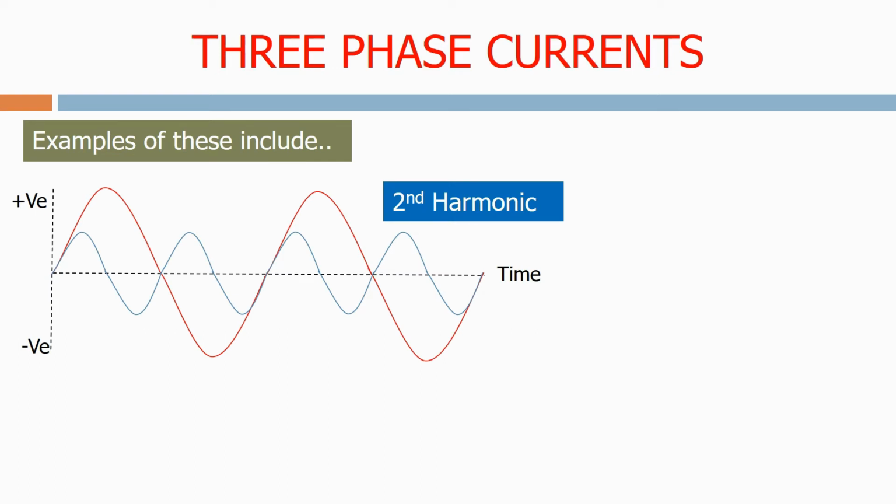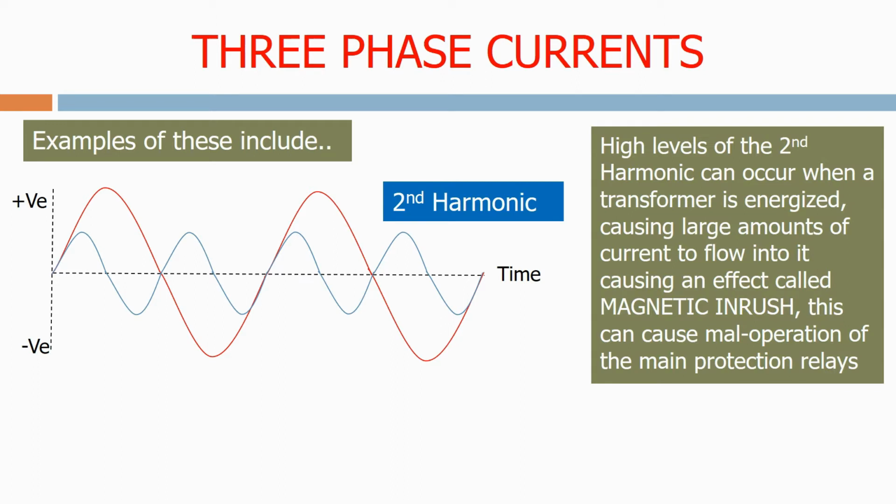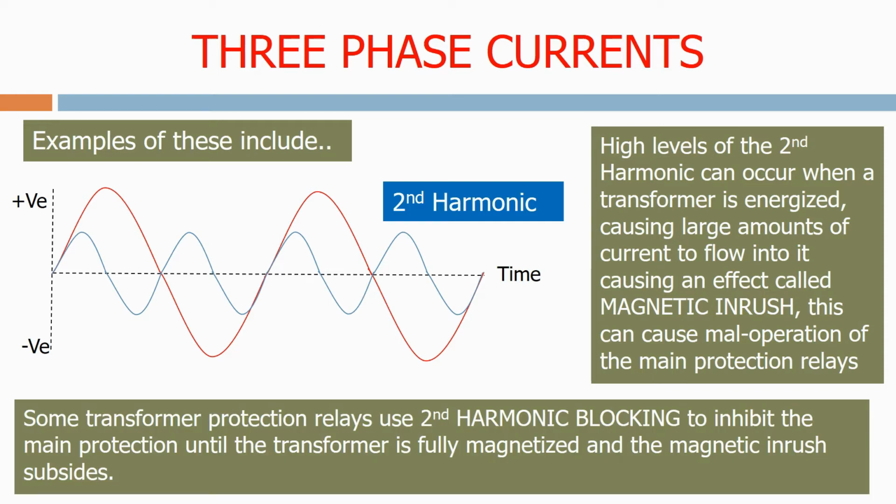the second harmonic. Higher levels of the second harmonic can occur when a transformer is energized, causing large amounts of current to flow into it, causing an effect called magnetic inrush. This can cause maloperation of the main protection relays. Some transformer protection relays use second harmonic blocking to inhibit the main protection until the transformer is fully magnetized and the magnetic inrush subsides.